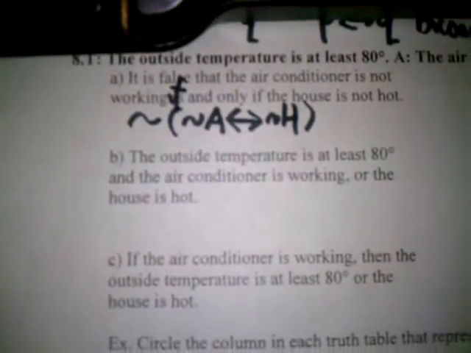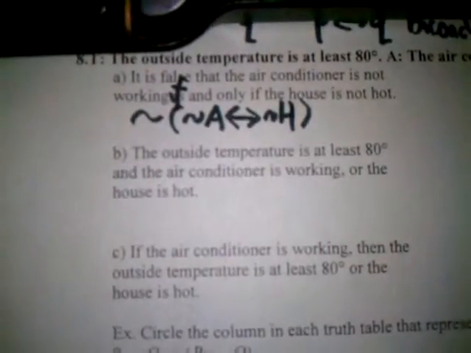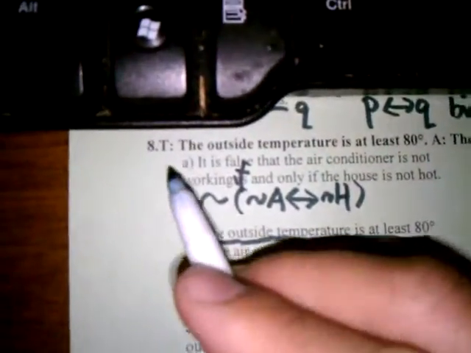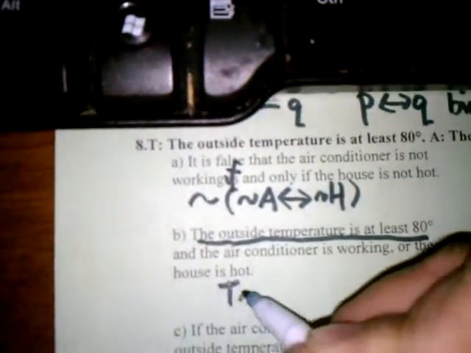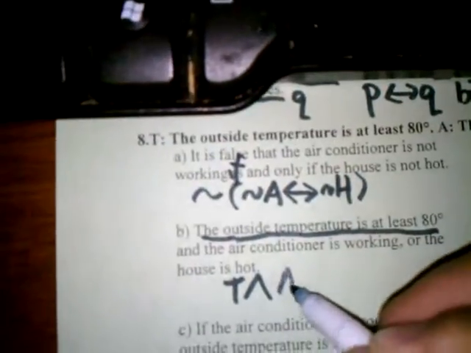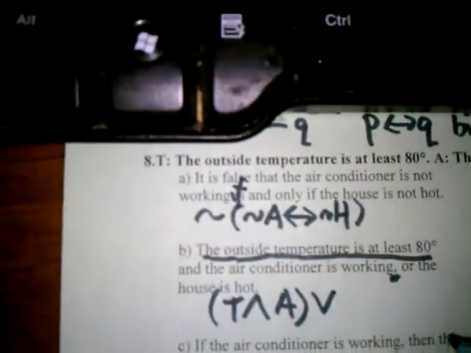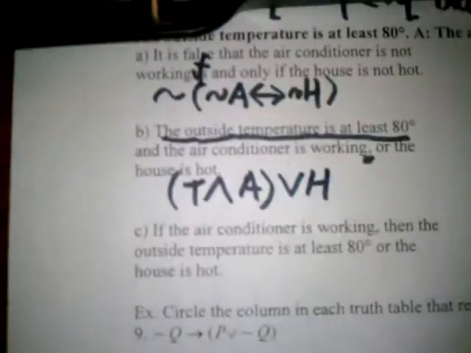For question B, it says the outside temperature is at least 80 degrees and the AC is working, or the house is hot. So the outside temperature is at least 80 degrees is denoted by T. And is denoted by the caret sign. The AC is working is denoted by A. And we have a comma right over there, and the comma here means that these first two must be in parentheses. Or is the V, the house is hot is given to us by H. So this is the symbolic form for question B.